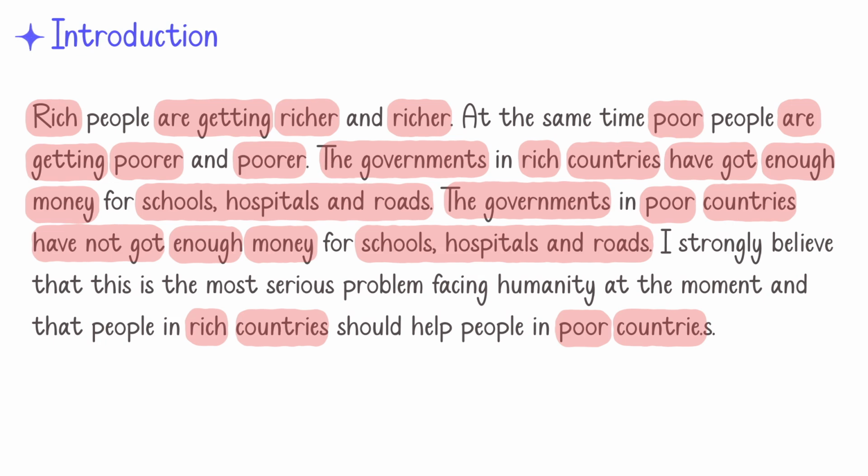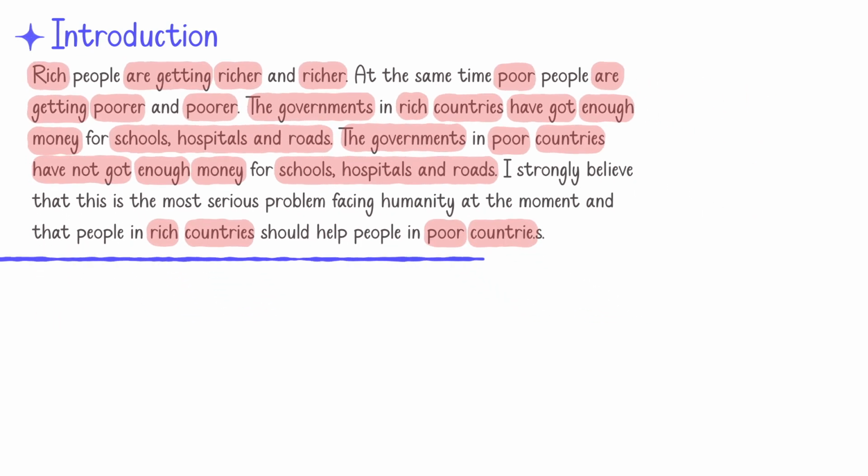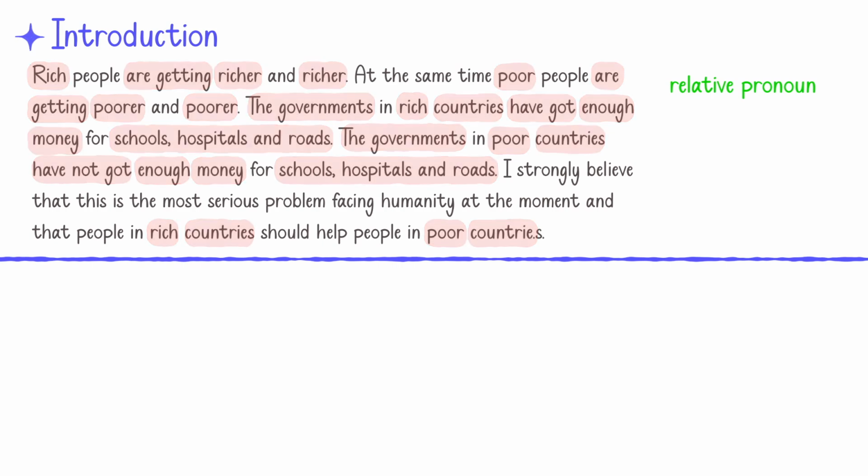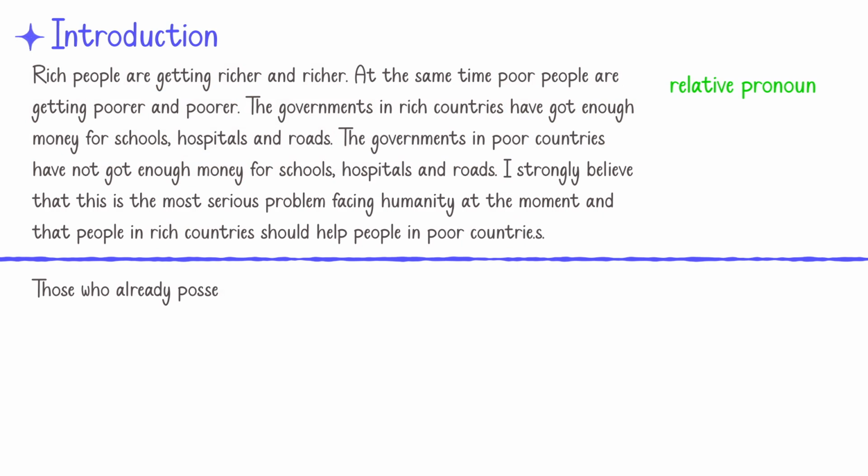So, now let's start from the first word that we had here. As you can see, the first sentence is rich people are getting richer and richer. So instead of rich people, it's better if we can use relative pronouns. So instead of rich people, we can say those who already possess significant wealth. So you can see that using relative pronouns can definitely change the word. And in this case, you will avoid repeating the words, right?